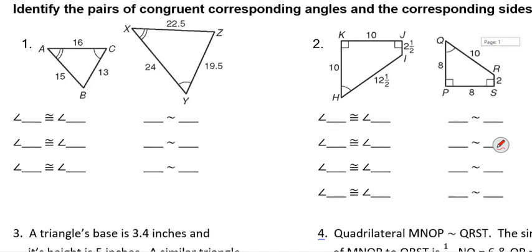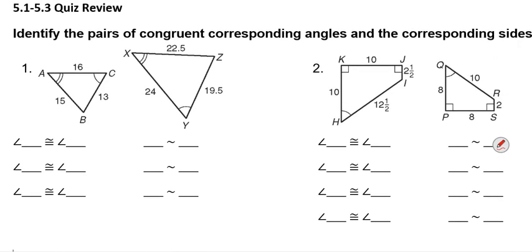Okay, in this video, we're going to go over the 5.1 through 5.3 quiz review. So number one, or actually 1 and 2, it says identify the pairs of congruent corresponding angles and corresponding sides. So number one, we're going to look at the angles first. So let's go ahead and just work through this.